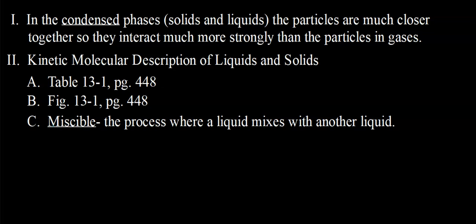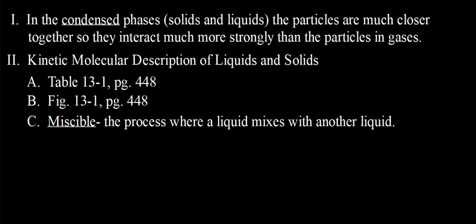So, the kinetic molecular description of liquids and solids. Take a look on page 448 at table 13.1. We have a list of the observable properties of solids, liquids, and gases, how they're similar, how they're different. We can also see in the figure just below that the arrangement of the particles. We've talked about this before, so make sure you know the difference between solids, liquids, and gases, both in terms of their particles and how they interact and their observable properties.